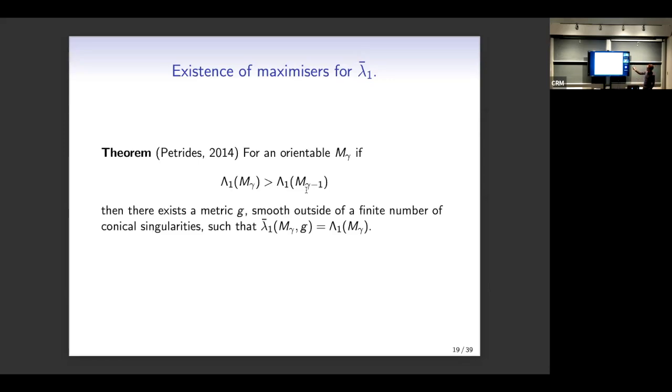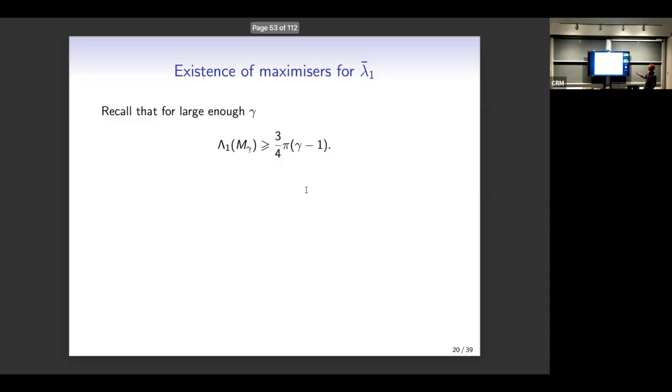But in fact, we can observe that it's true for many gammas. We had this lower bound, linear in gamma, which means that this condition is satisfied for infinitely many gamma. So for infinitely many gamma, you have this jump condition, and in particular, there exists a maximizing metric. If there exists a maximizing metric, it's also a critical point. If it's a critical point, you get the corresponding minimal immersion. So as a first application, there exists a minimal immersion from a surface of arbitrary genus to some sphere.